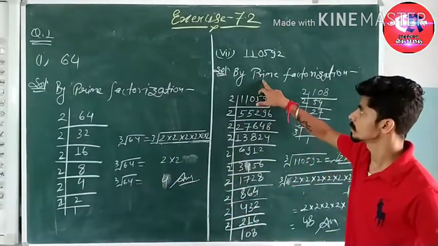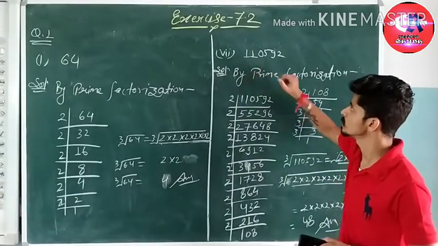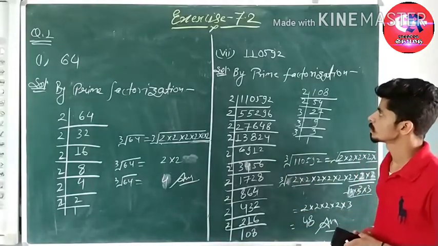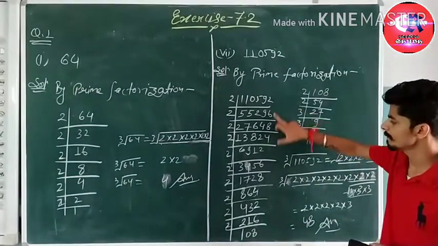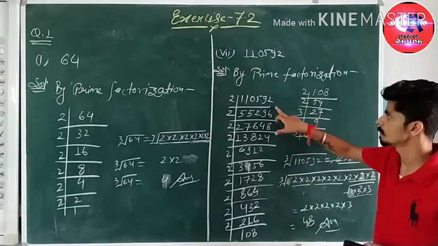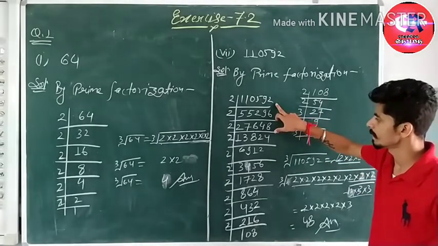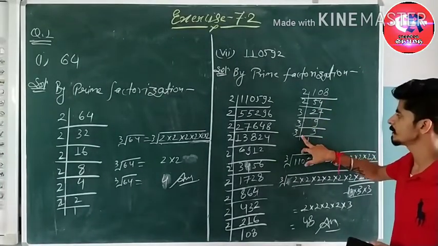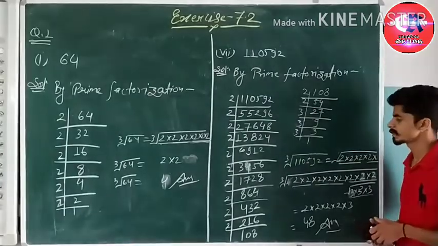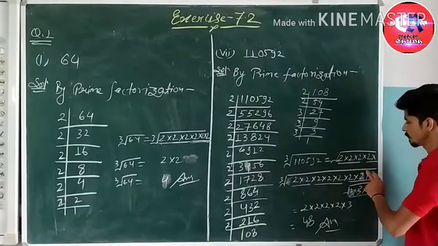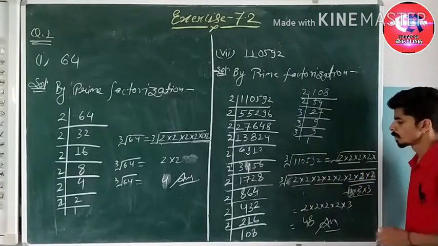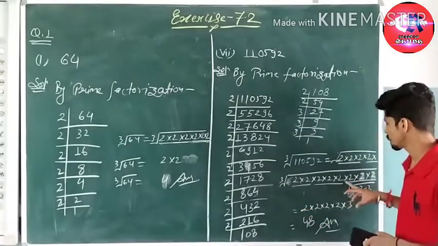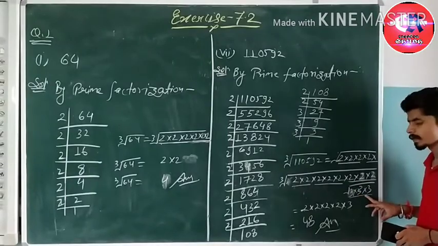Now the second one is the 7th question, 110592. Similarly, we have to do the same with this number also. So let's start. This is the prime factorization of 110592. It is divided by 2 many times, 12 times in all, and at last it is divided by 3, and we get the factor 3 three times.